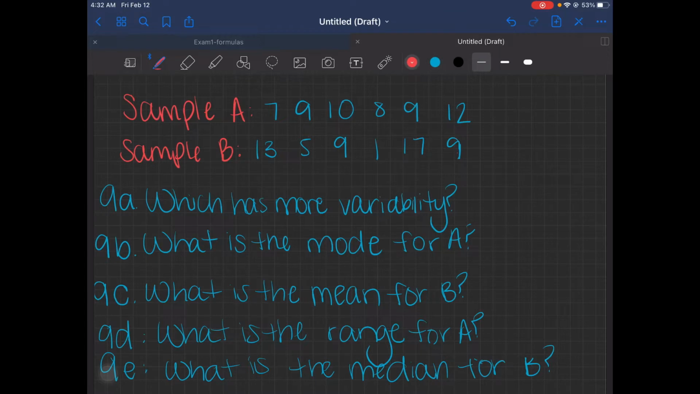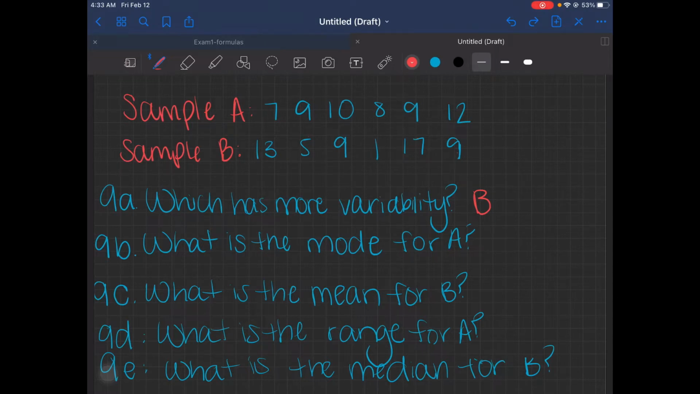Our first question is asking which one of these samples has more variability just by glancing at it. I'm going to say that sample B has more variability. The reason is that in sample A, all these numbers are pretty close together, right? There's no craziness going on, no random outliers. But if we glance at sample B, that is not the case. It's kind of all over the place. We've got 1, 5, 13, 7, those numbers just aren't close together, right? So that's why B has more variability than sample A, just at a glance.